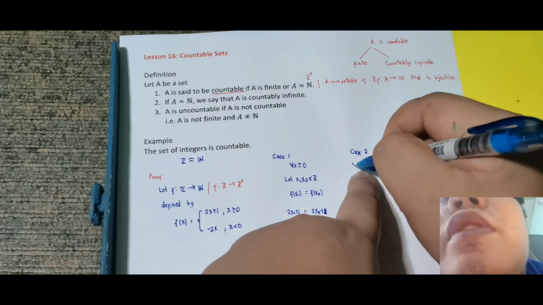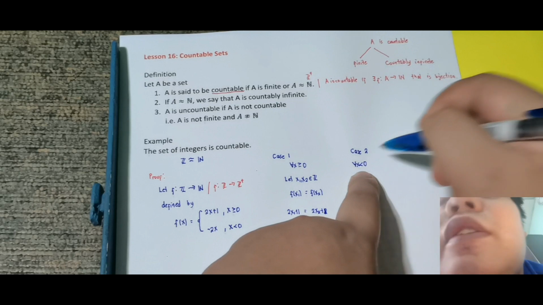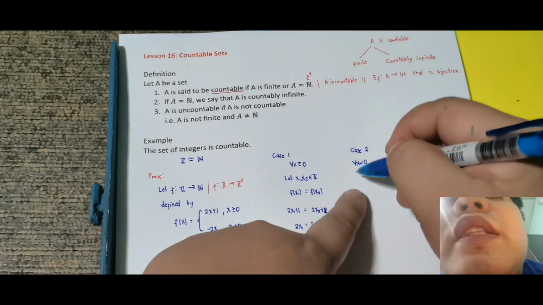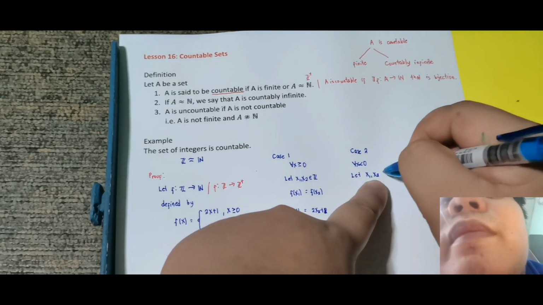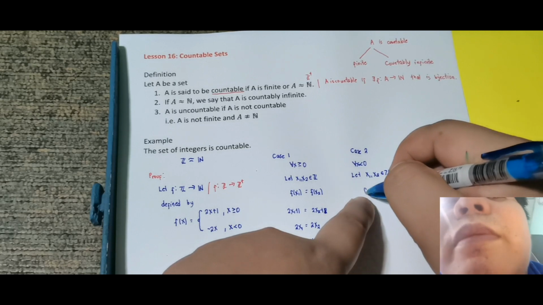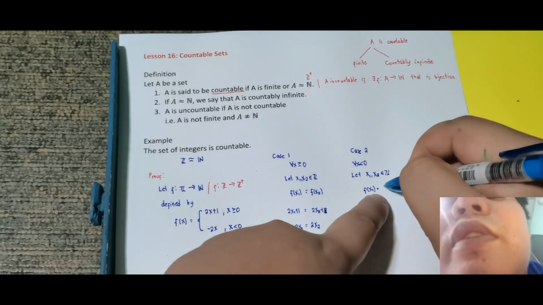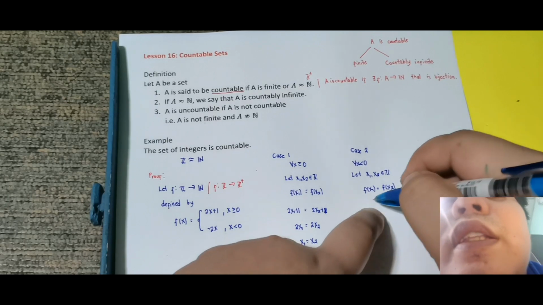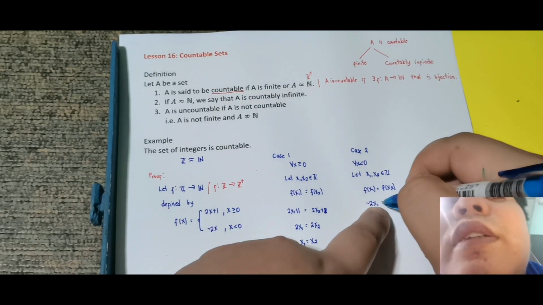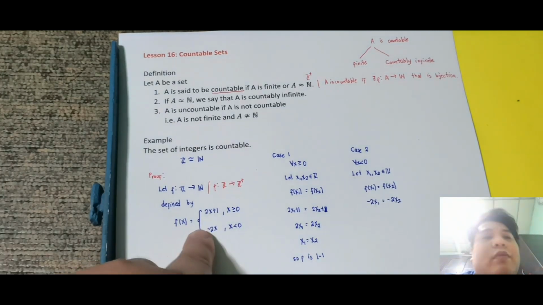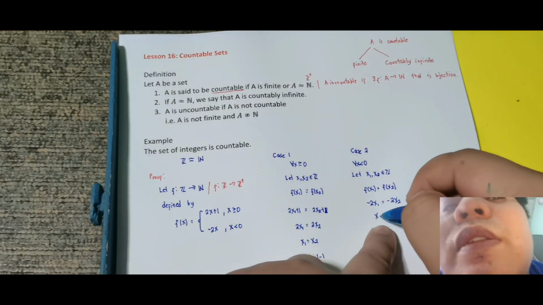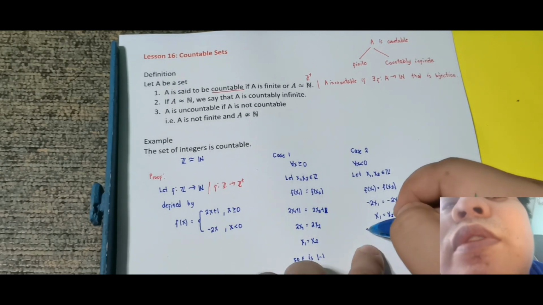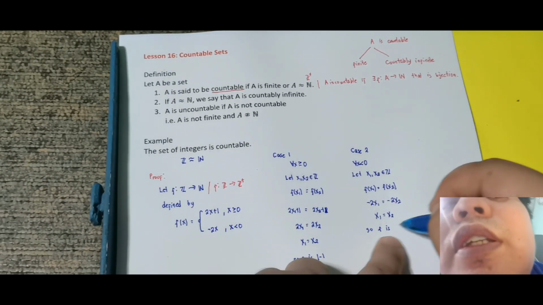So, for case 2, this is for all x less than 0. Let x sub 1 and x sub 2 be elements of the integers. So, we have f of x sub 1 is equal to f of x sub 2, and this implies that negative 2x sub 1 is equal to negative 2x sub 2, since x is less than 0 na siya. Then, divide both sides by negative 2 or multiply both sides by negative 1 half. Therefore, x sub 1 is equal to x sub 2. So, f is 1 to 1.